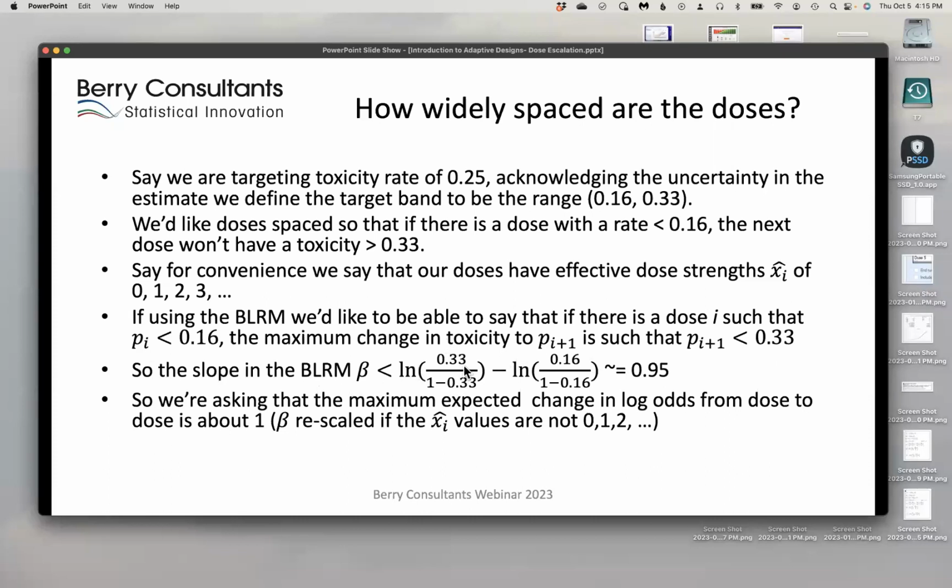And so if we look at the difference in the logits, that means for 1 dose increment, we want the slope to have a value of no more than about 0.95. Call it around 1. If our x values are not 1, 2, but something else, say we're doing some other log dose transform, then of course you need to rescale the beta.